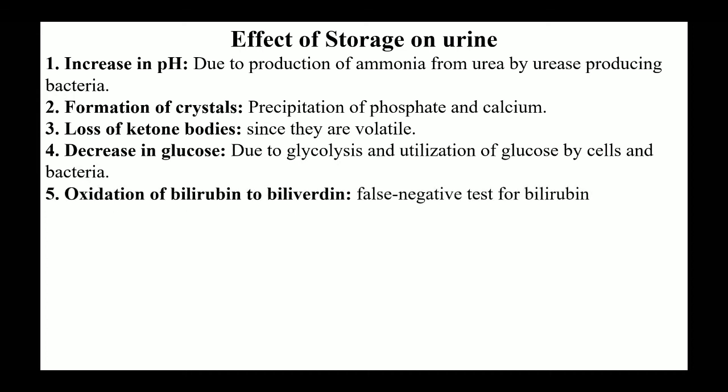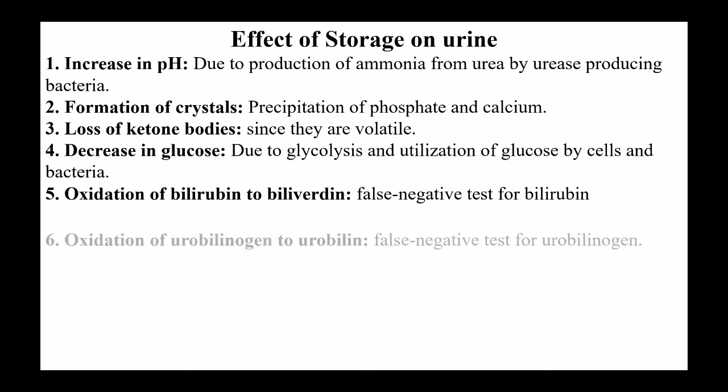Now the fifth point, that is the oxidation of bilirubin to biliverdin. So again, if the physician wants to test bilirubin in urine and we are delaying the procedure, then what will happen? This bilirubin will get oxidized and will be converted to biliverdin. So we will get a false negative test for bilirubin. Suppose one patient's urine contains bilirubin, but we are delaying the procedure for so long that it gets converted into biliverdin. So we are getting a false negative result, and ultimately the diagnosis will be false.